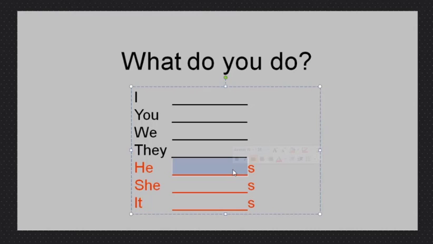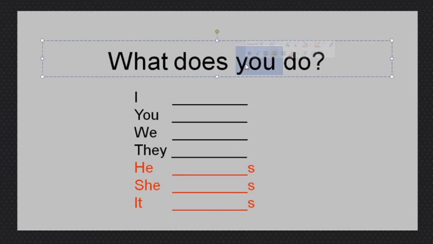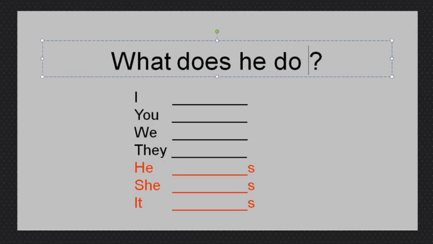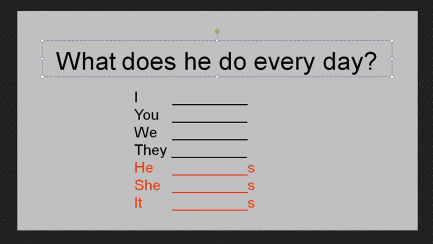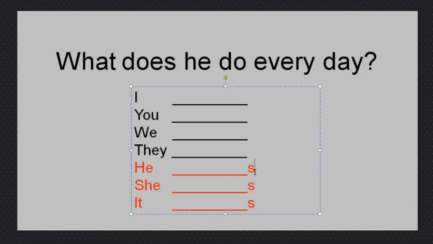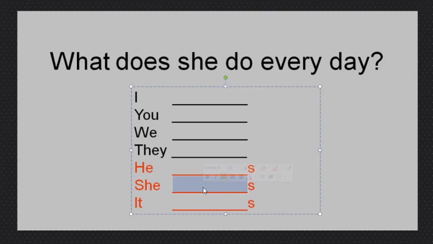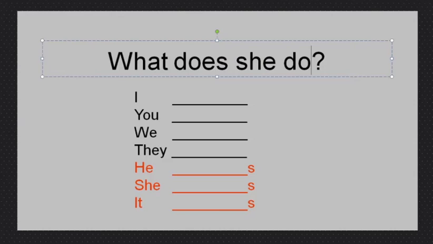We talk. They sleep. When we use he or she or it, so one person, we need to add s on the verb. What does he do? He sleeps. What does he do every day? He cooks food every day. Sleeps. Good. Cooks, sleeps. So we add the s. What does she do every day? She does homework every day.